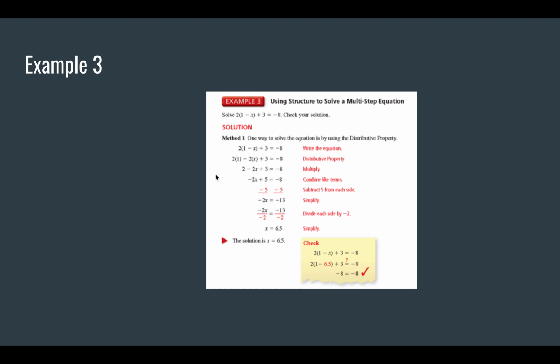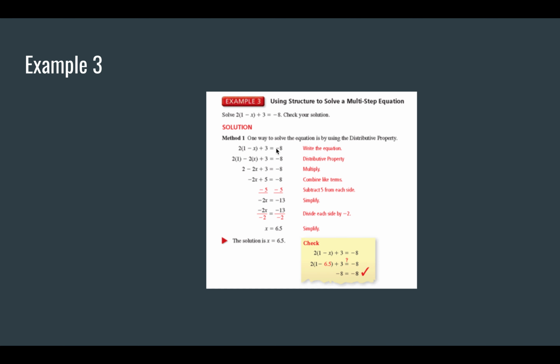Using structure to solve a multi-step equation. Solve 2 times x minus 1 minus x plus 3 equals negative 8. Check your solution. Method 1. One way to solve the equation is by using the distributive property. Write the equation as it does here.